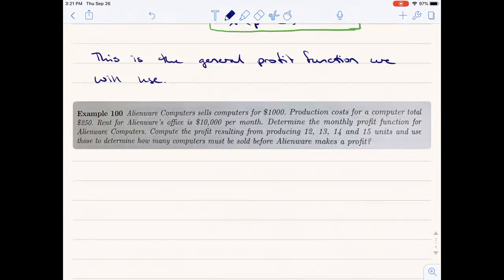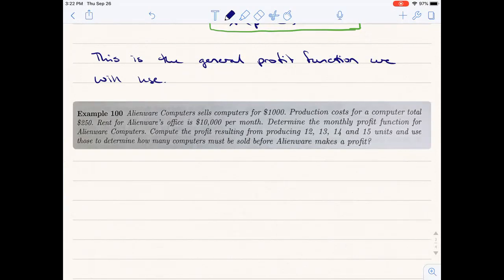Alienware Computers sells computers for $1,000. Production costs for a computer total $250. Rent for Alienware's office is $10,000 per month. Determine the monthly profit function for Alienware Computers. Now, it's assumed that each of these values are per month, and so that's why it says monthly. Compute the profit resulting from producing 12, 13, 14, and 15 units, and use those to determine how many computers must be sold before Alienware makes a profit.